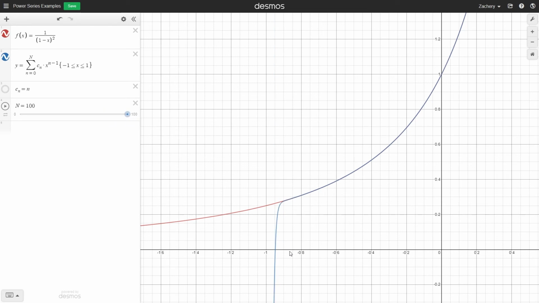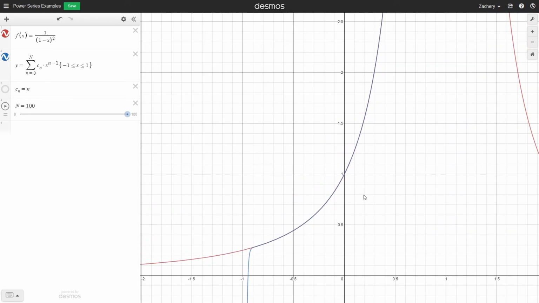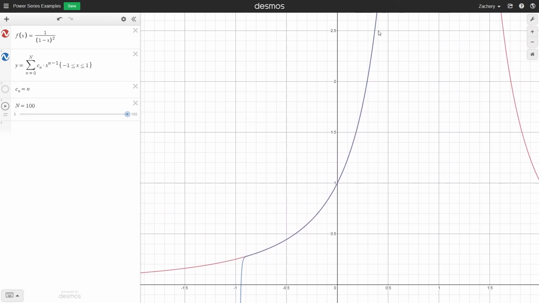So yeah, it gets up to about negative 0.9. It gets closer, and that's only doing 100 terms. Well, 101 terms, up to and including big N equals 100. So hopefully you can see that. Yeah, that is a way to get a power series representation of that function. You've got a power series that gives you the function values on the interval of convergence.